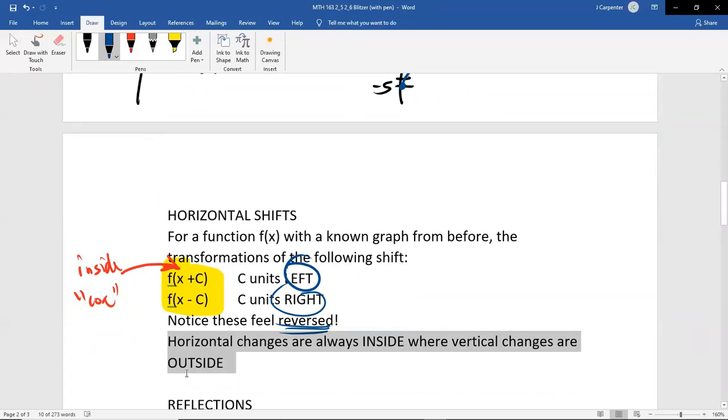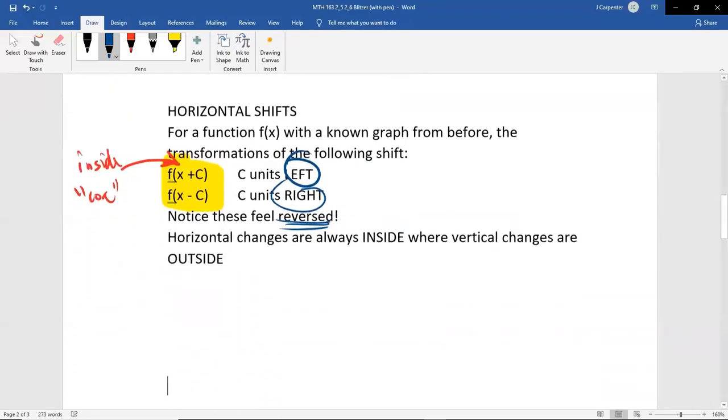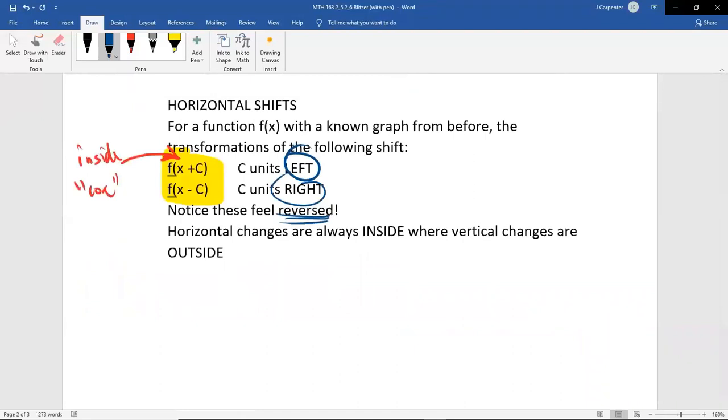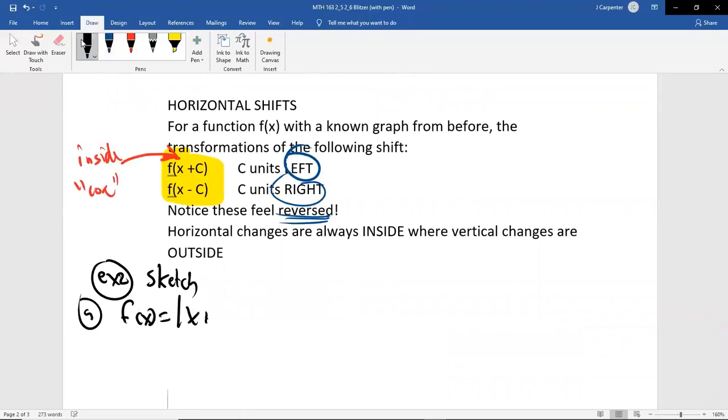So before we get to reflections, we're going to do some examples with this, of course. So example 2, sketch. And this might be the last thing we get to. We're pretty close on time. f(x) = |x + 4|, where the plus 4 is in the absolute value.